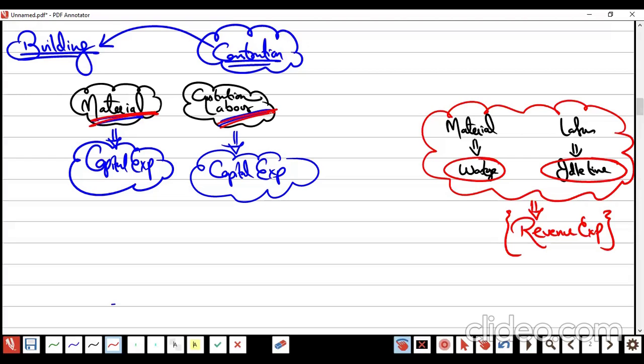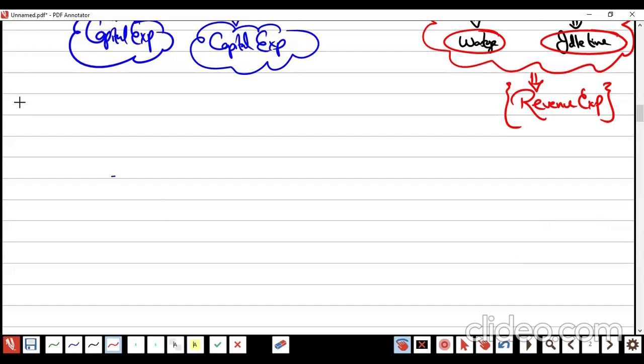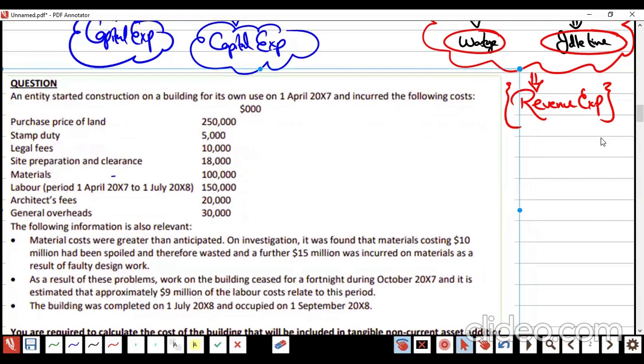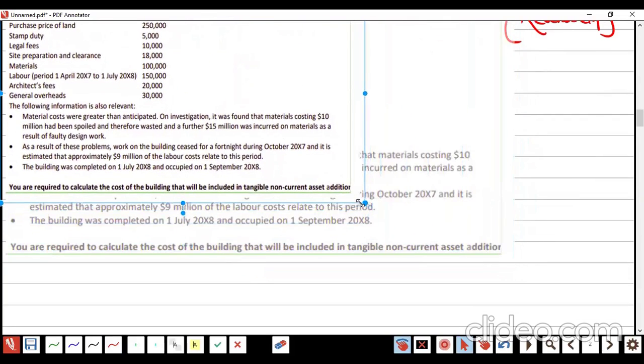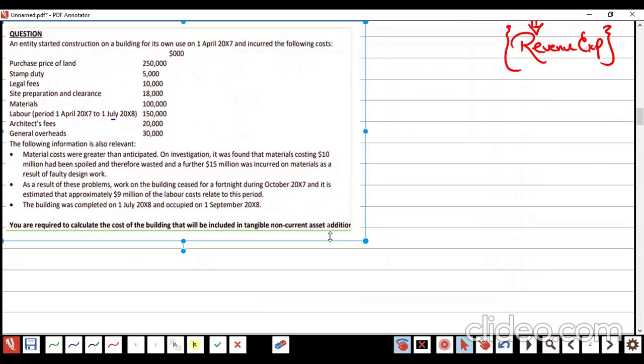Got my point? In the exam, in the paper, it will be mentioned very clearly how much material you paid for construction and how much wastage there is. Now, in my handout, there's a big question. With the help of this question, the first topic of IAS 16 will be completed, which is capital expense and revenue expense. It's a very small question. You need to calculate the cost.